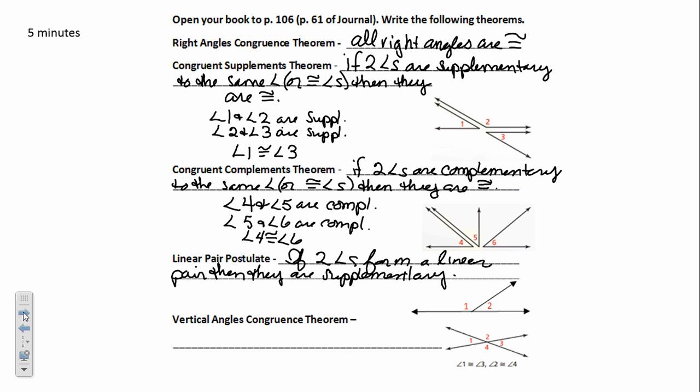Okay. Last chapter, they're just reminding us about it. We talked about it last chapter. If two angles form a linear pair, then they're supplementary. Remind me, what is a linear pair?